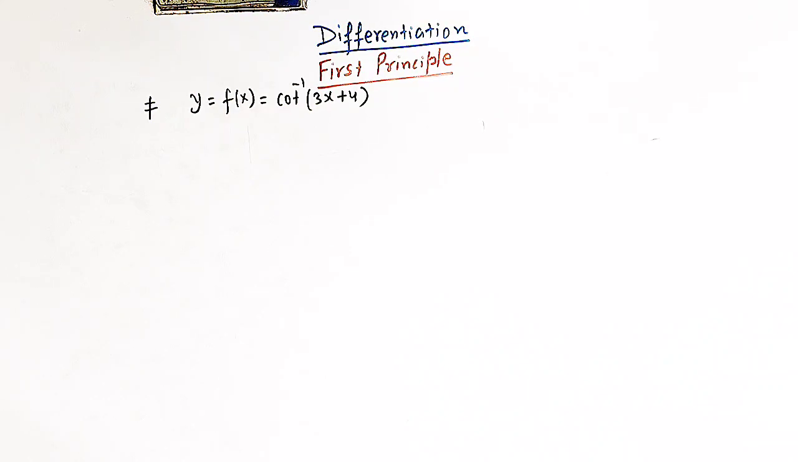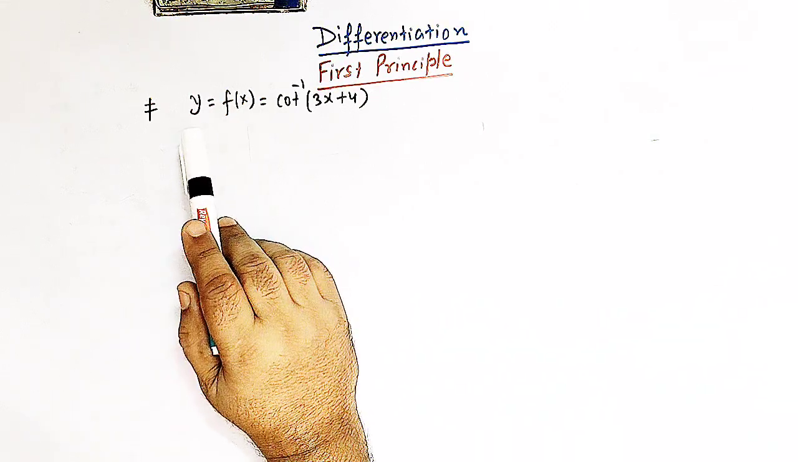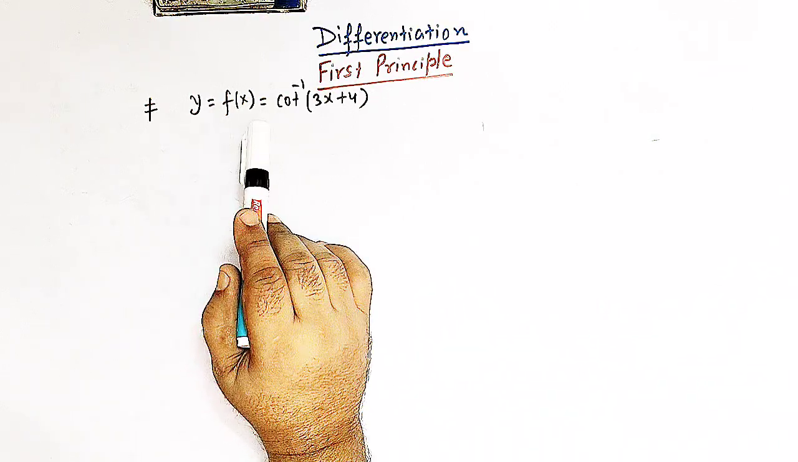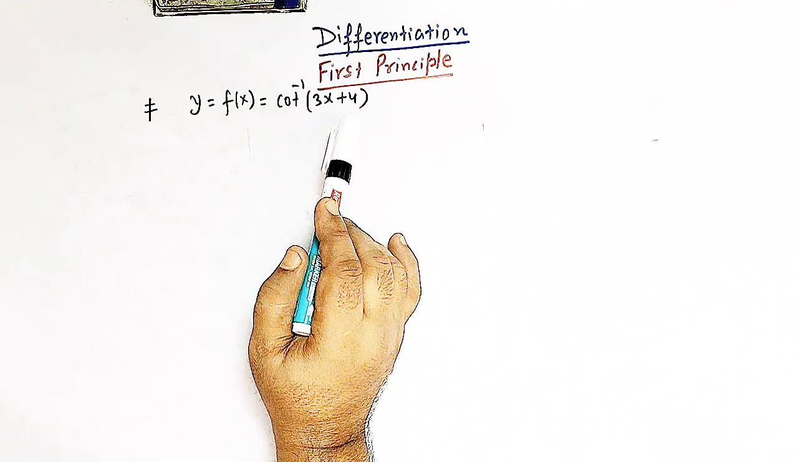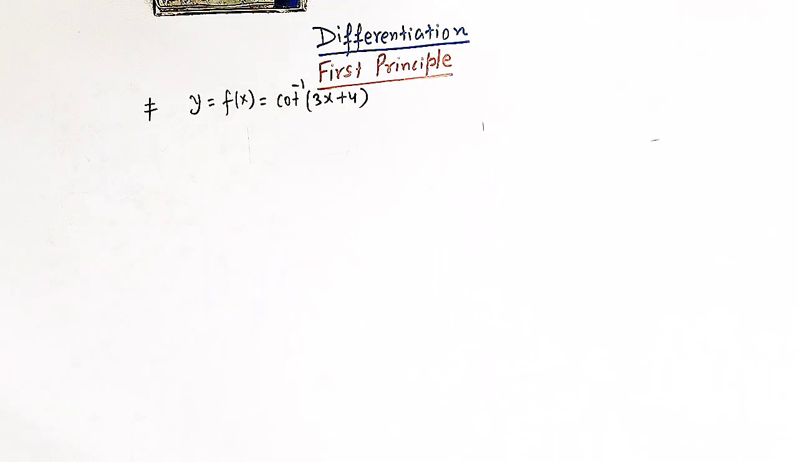Hello viewers, in today's session we are going to discuss another important problem from differentiation, in which we are going to find out the derivative of this function, that is y is equal to f of x is equal to cot inverse of (3x plus 4), using the concept of first principle, right?